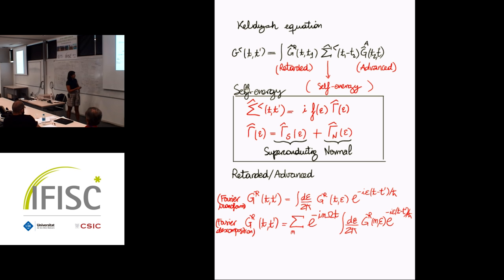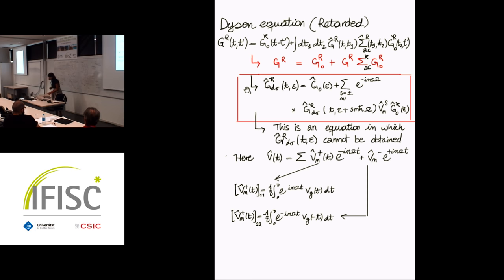This is the retarded Green function that you can display in these two forms, in a kind of Fourier decomposition. But considering the AC field and summing all the terms, you get this nice expression here that was obtained by Liliana and co-workers, in which you have the retarded Green function in terms of the retarded Green function. It's the same, but at different energies. So it's an equation that you cannot easily solve, because it depends on others that are the same as this.